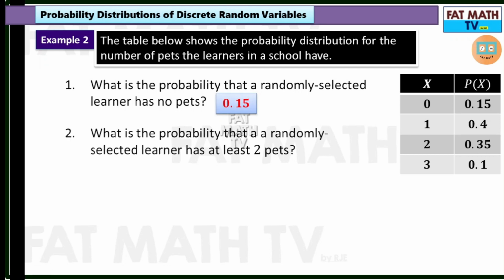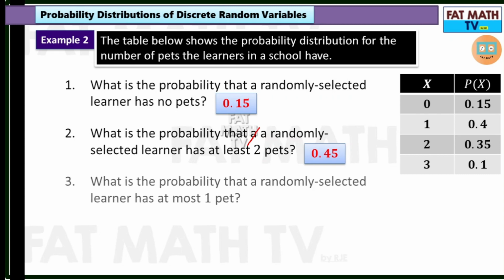Number 2, what is the probability that a randomly selected learner has at least 2 pets? At least 2 can be 2 or 3. So we have to add these probabilities. So we have 0.35 plus 0.1, that is 0.45.